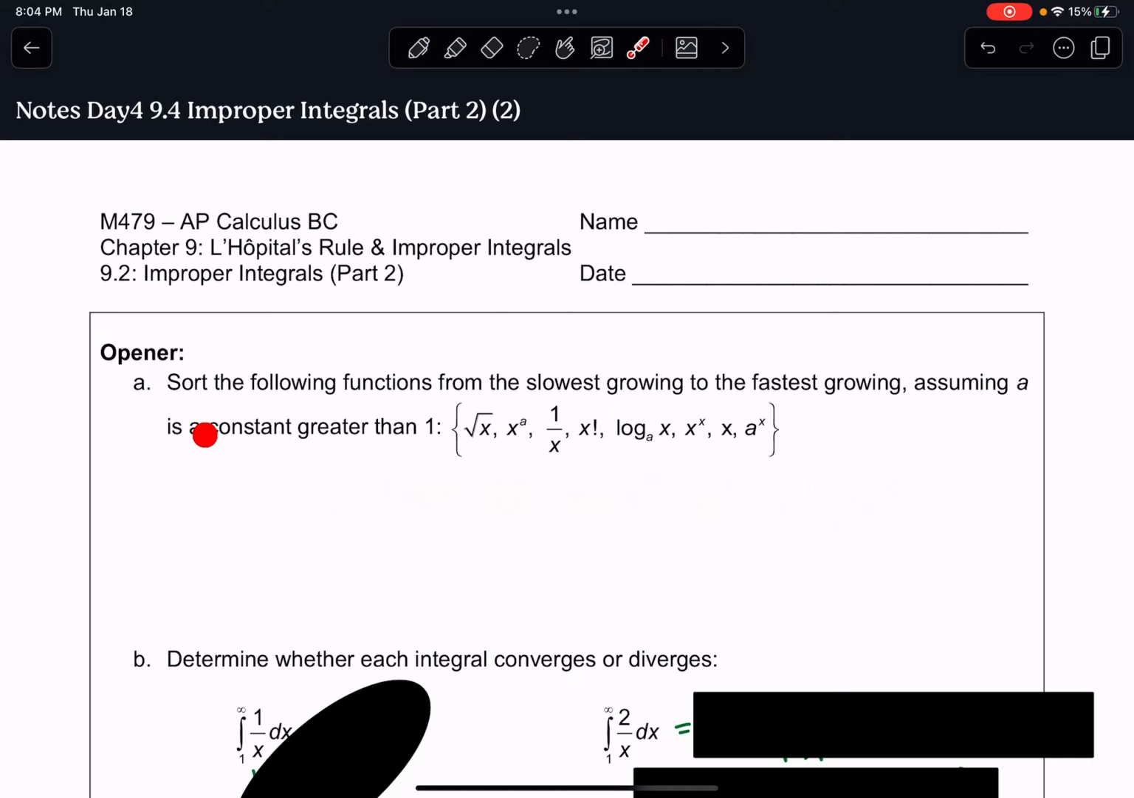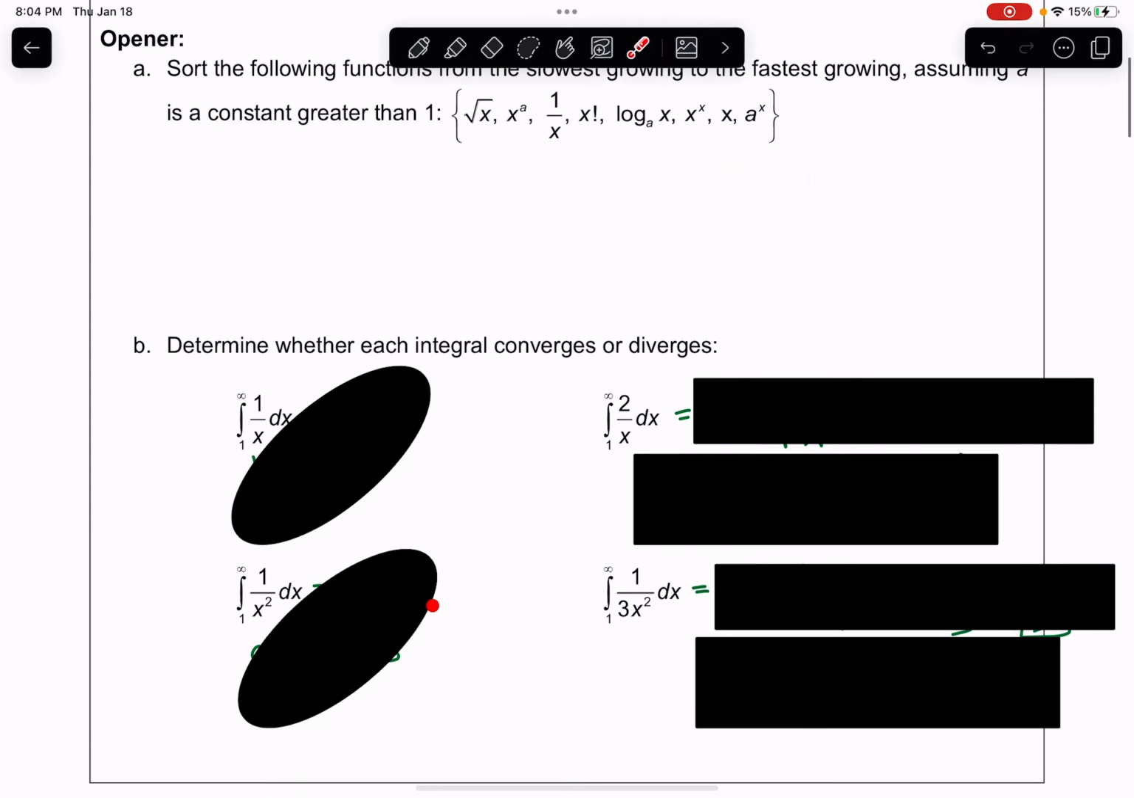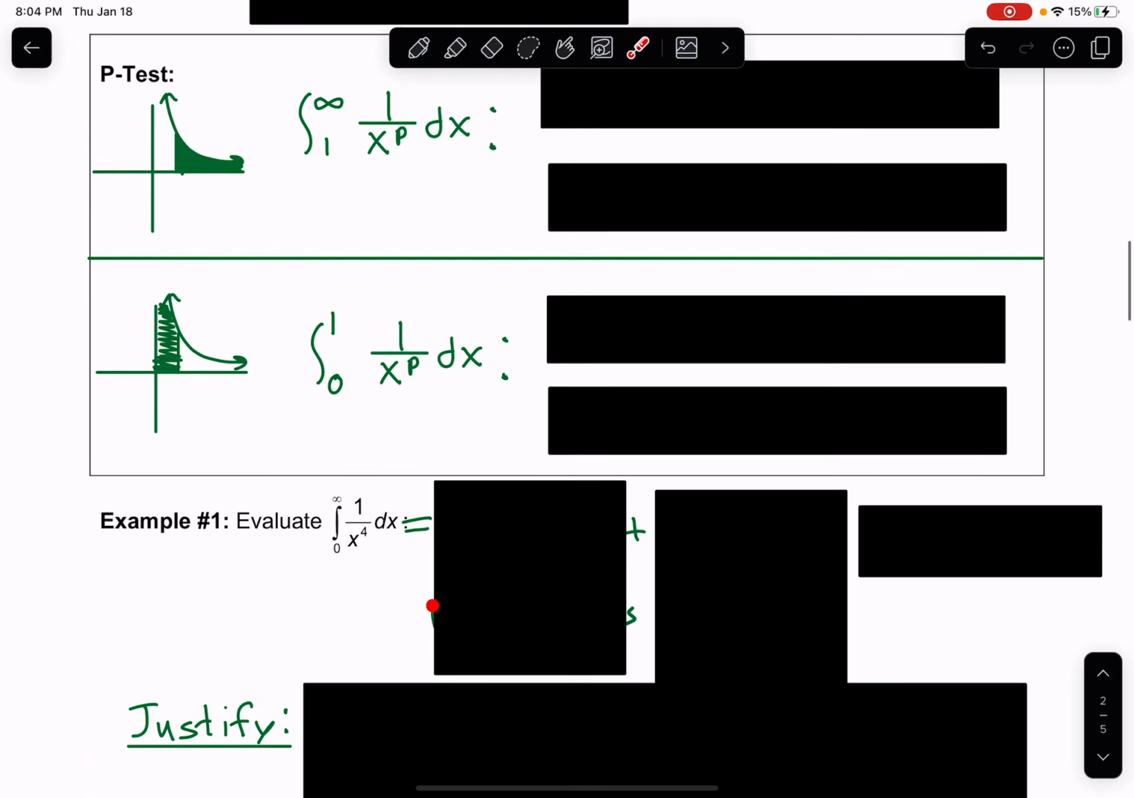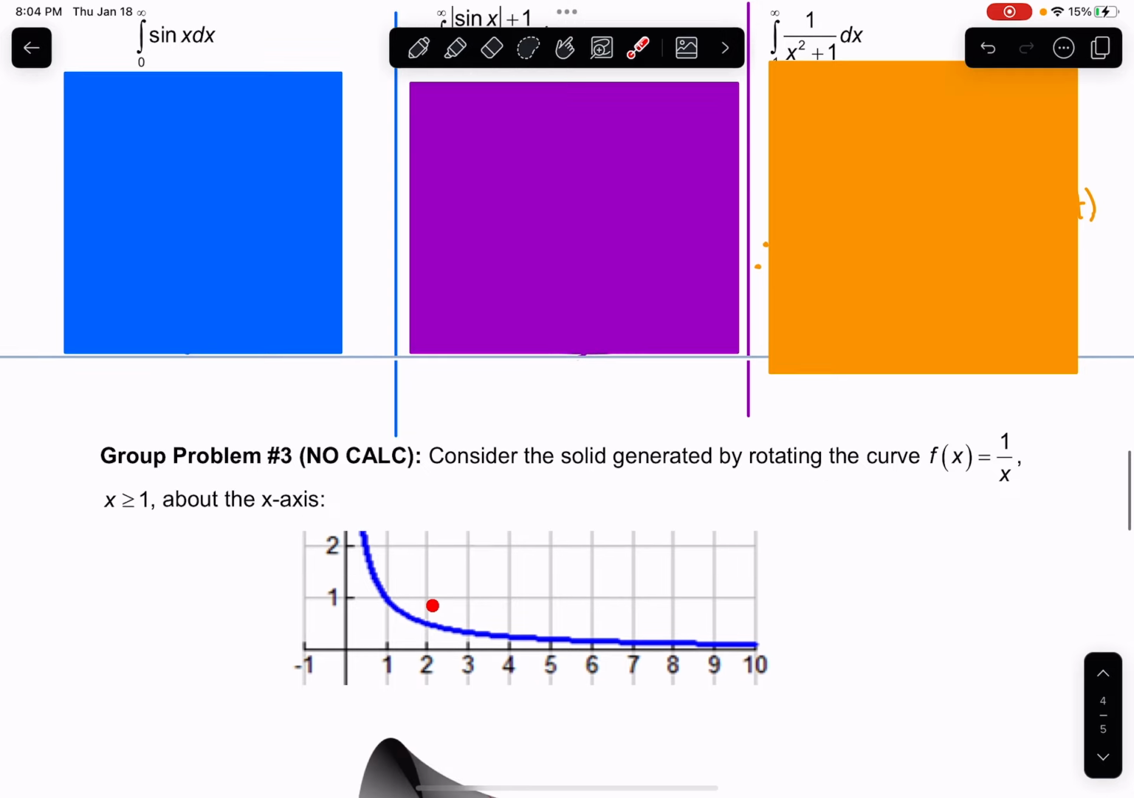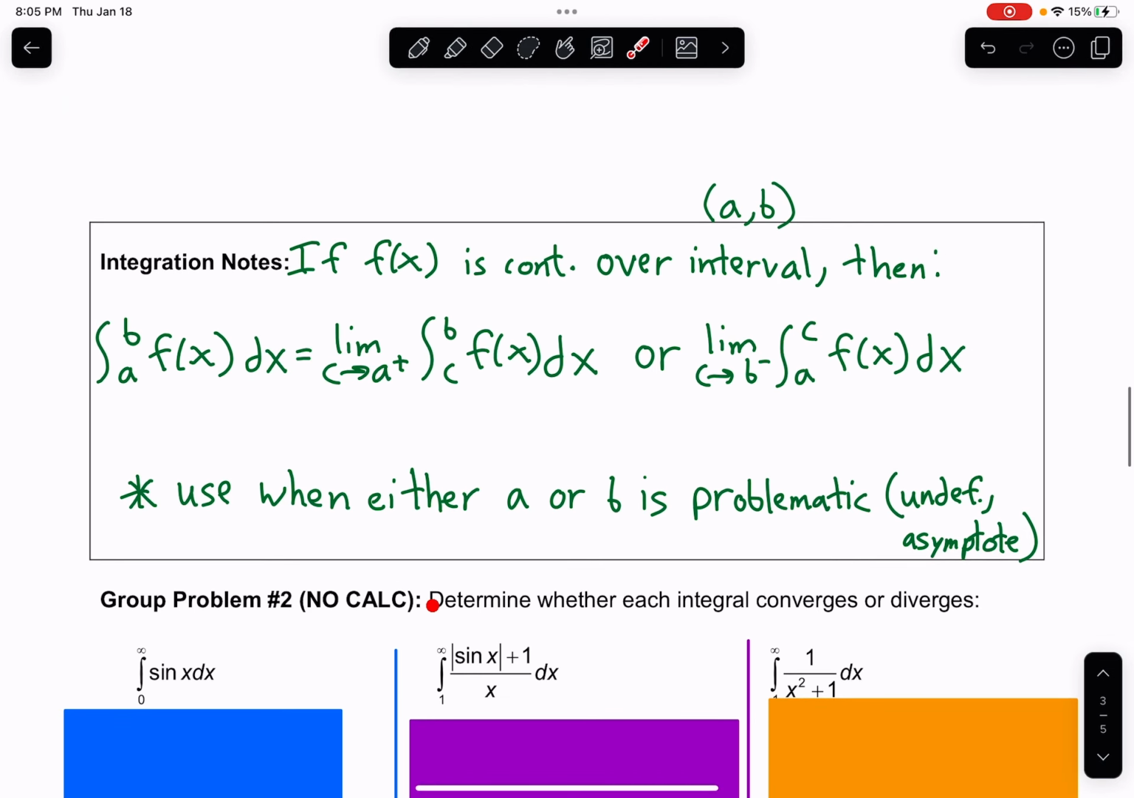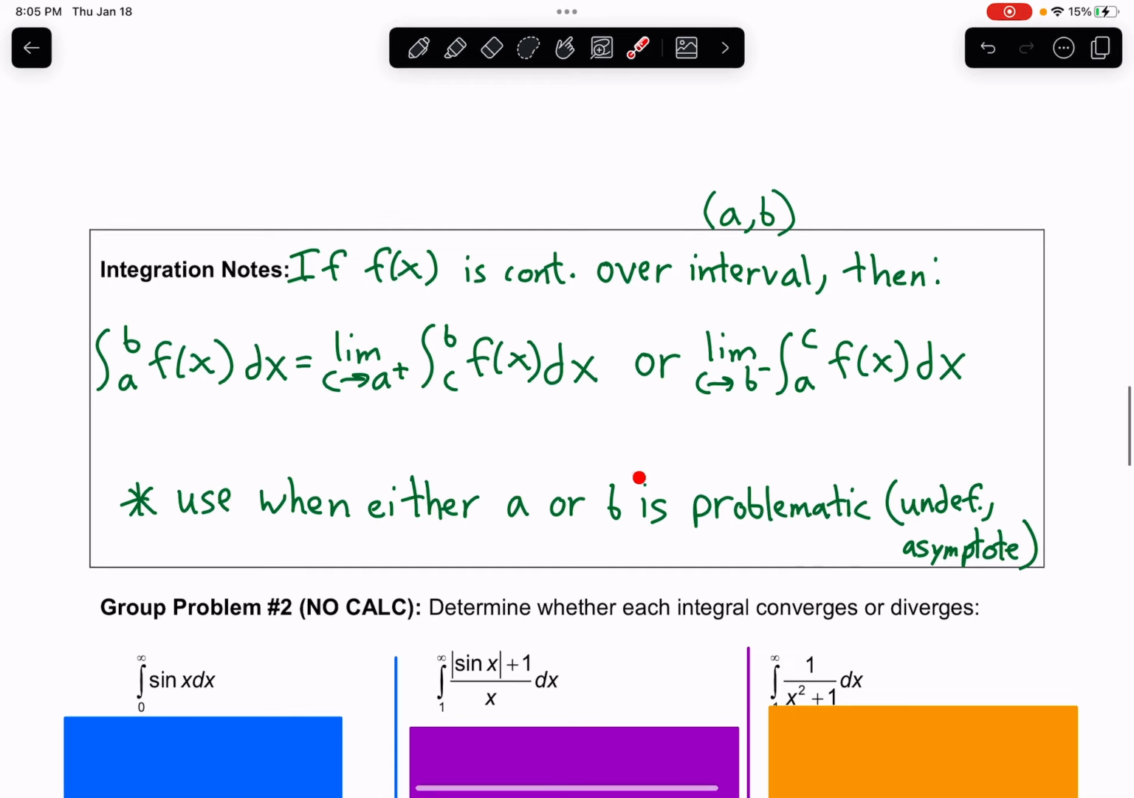Hi everyone. Today we're going to continue our discussion on improper integrals from the day prior. So in this note sheet, we're going to jump down quite a bit to the third page. Okay. Whoops, sorry, right there. Integration notes. Okay. When we talked about improper integrals prior, we specifically focused on one of the bounds being infinity, or negative infinity, but that's not the only way to have an improper integral. So let's take a look.